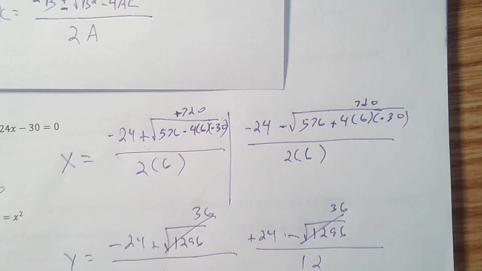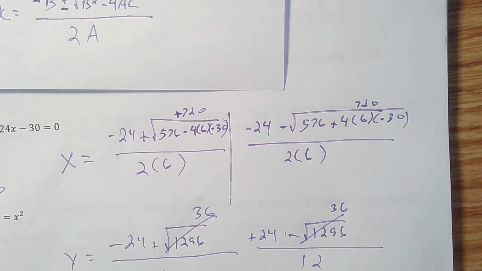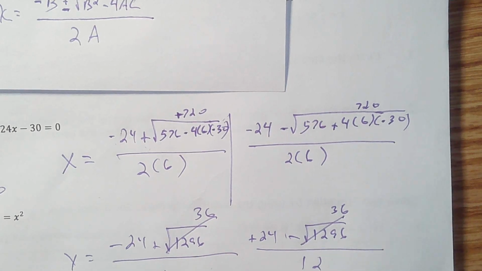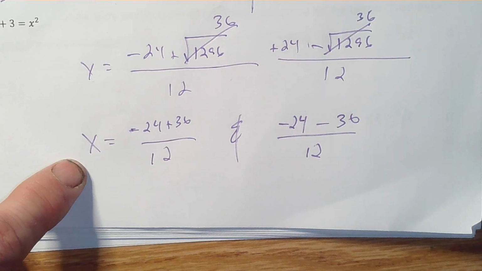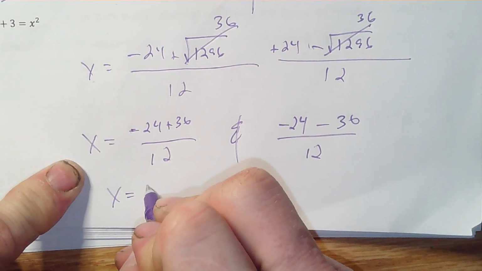All right, so negative 24 minus 36, all divided by 12. Okay, so here's all that work. All right, so 24 minus 36 is, come on, that's not right, or excuse me, 36 minus 24. 36 minus 24 equals 12. Divide that by 12, so x is going to be equal to 1.